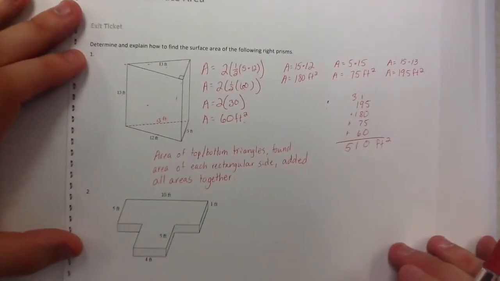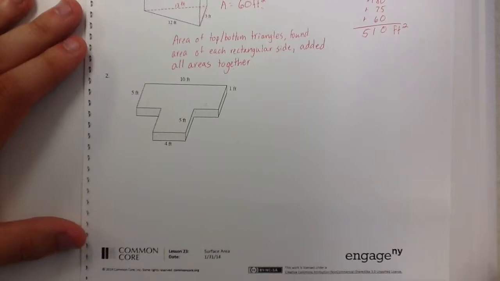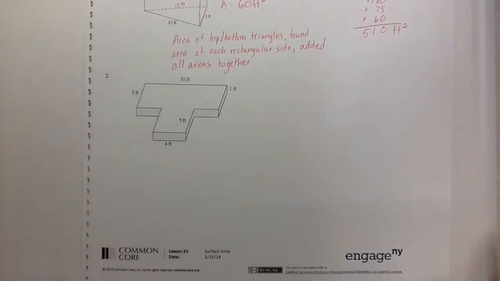There's number 1. If you need to see it, pause the video, take a look at it, write things down. Number 2, on the bottom. Okay, this one's a little trickier. Okay, this is again a rectangular prism.